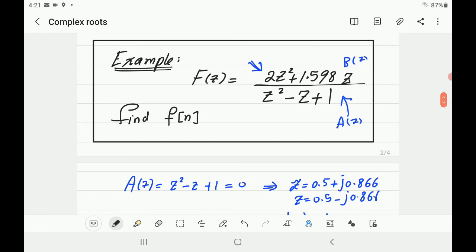Next lecture, I'm going to explain what happens if you have a complex number and the magnitude is not equal to 1.